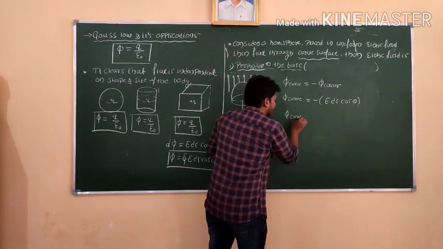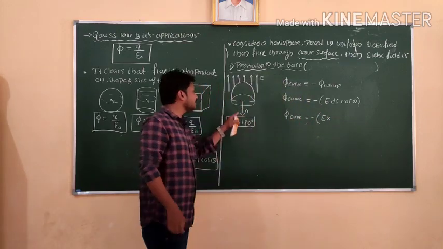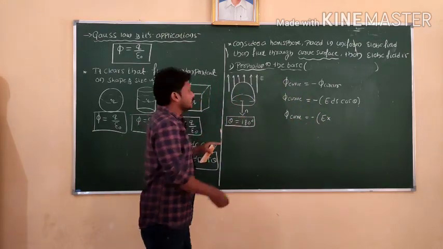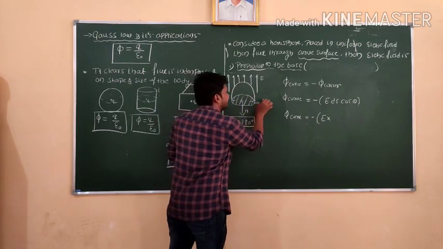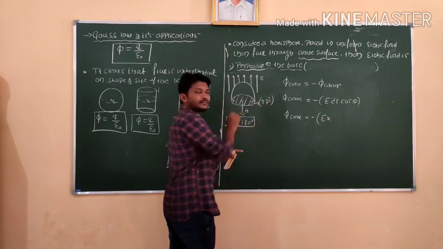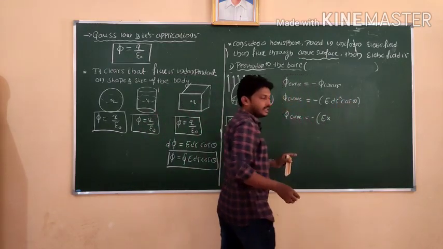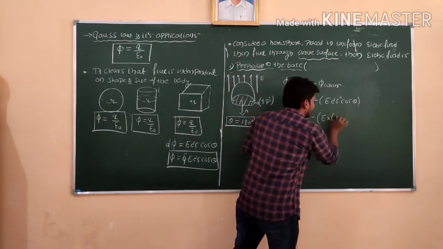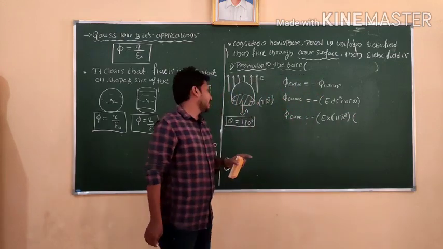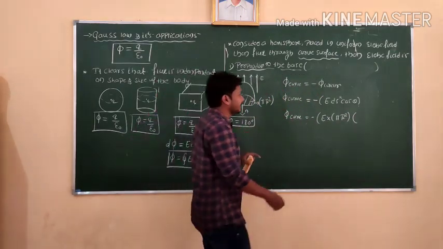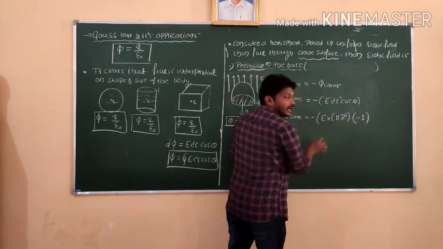So flux through the curved surface is minus of E into, so what is that surface area here? Here the surface area is circular, so that is pi r square. Area of the circle is pi r square. So E into, wherever dS is there, shall I take it as pi r square here? Pi into r square, cos of 180 degrees. What is the value of cos 180 degrees? That is minus 1 here. So here also minus and here also minus.